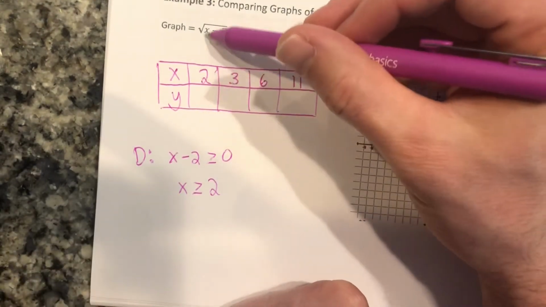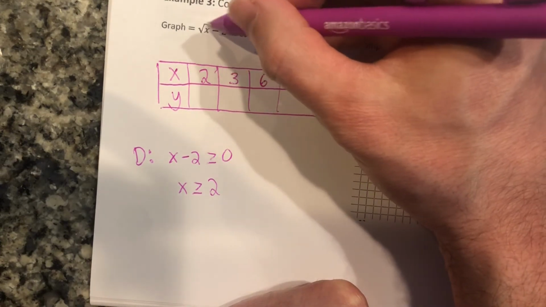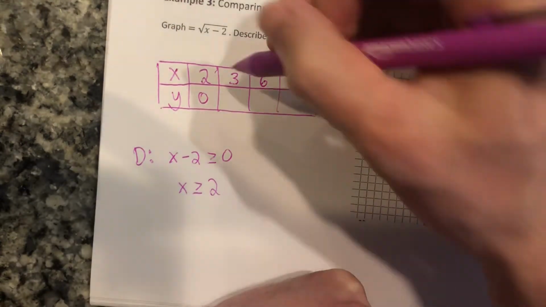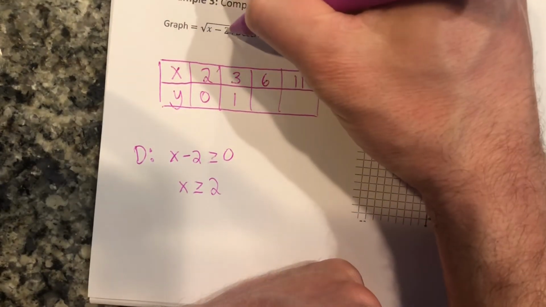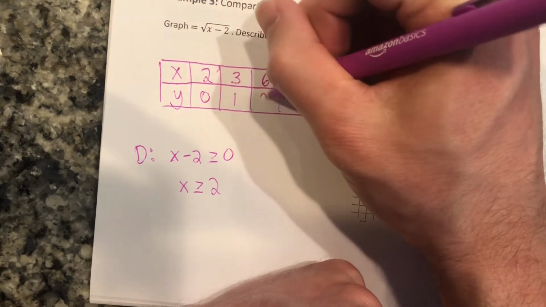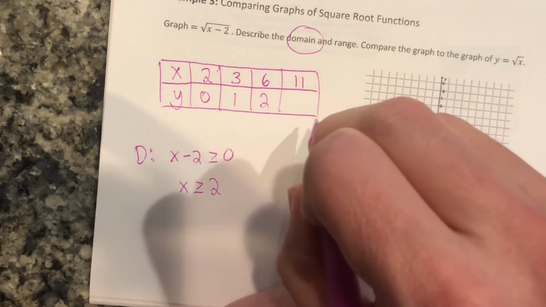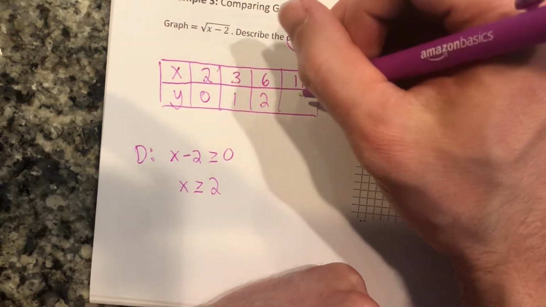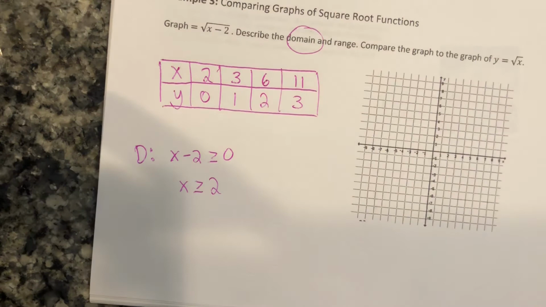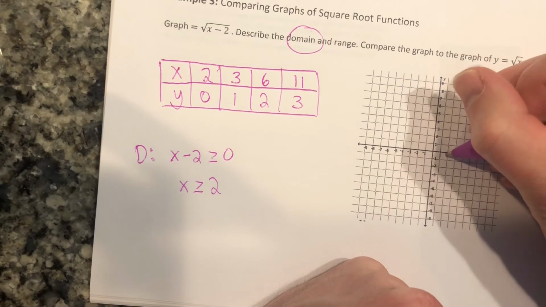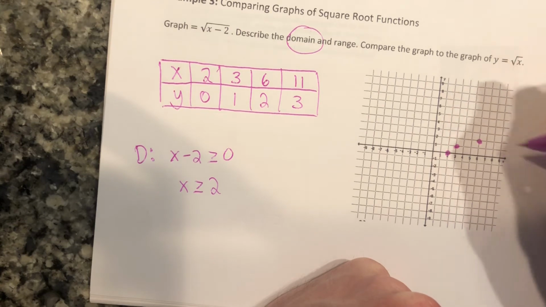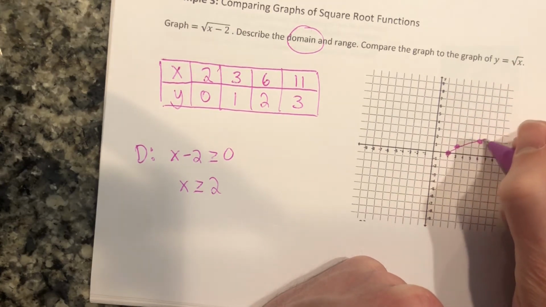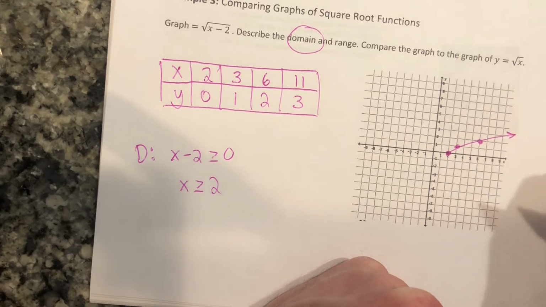So then I evaluate it, put 2 in here. 2 minus 2 is 0, square root of 0, 0. Put 3 in, 3 minus 2 is 1, square root of 1, 1. Put 6 in, 6 minus 2 is 4, square root of 4, 2. And again, you see the same pattern happening here if you put in the right numbers. 11 minus 2 is 9, square root of 9 is 3. And now we have 4 ordered pairs that we could plot. 2, 0, right there, 3, 1, 6, 2, and we can't fit 11, 3 on here, but we still see that curve happening.